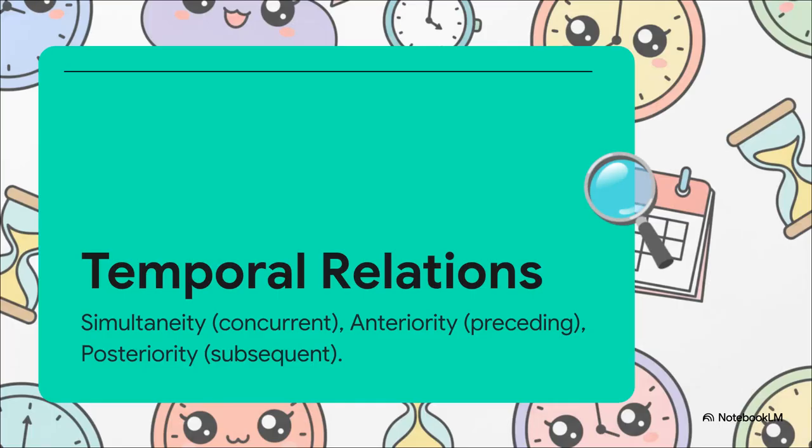Okay, before we get into the real weeds here, we need to completely reframe how we think about time in English. Let's lock in these fundamental academic definitions right off the bat. Simultaneity, that's when events are concurrent, happening at the same time. Anteriority is when an event precedes or happens before our reference point. And posteriority is when an event is subsequent or happens after that reference point.